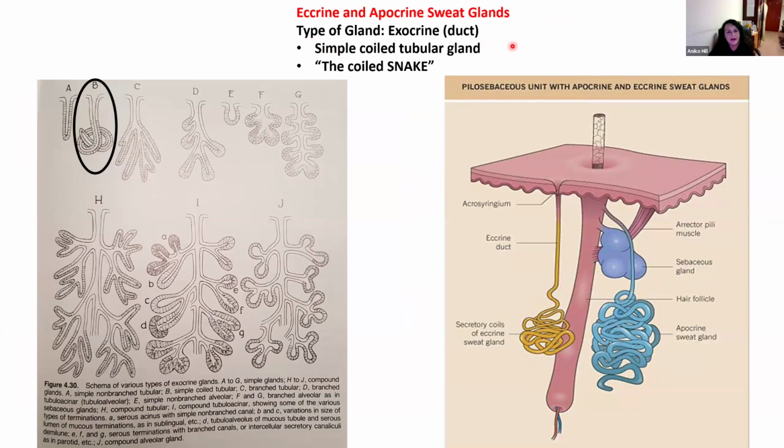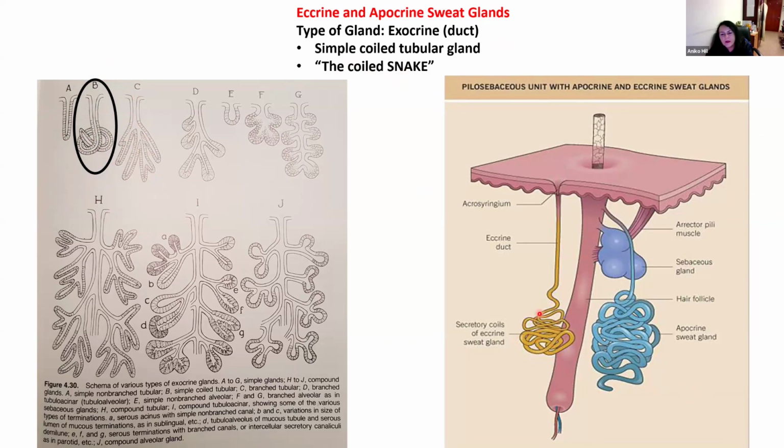Of course, they're exocrine glands, and let's see where they belong. They belong to the group of B, simple coiled tubular gland, or I like to call it a coiled snake. So when you look at this under the microscope, every coiled tube, when you cut it, you're going to end up with circles.